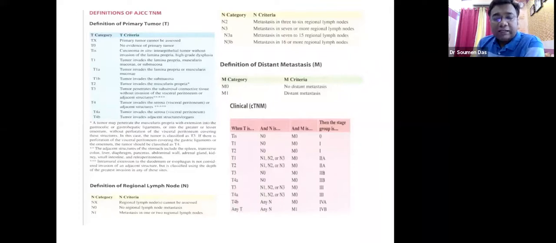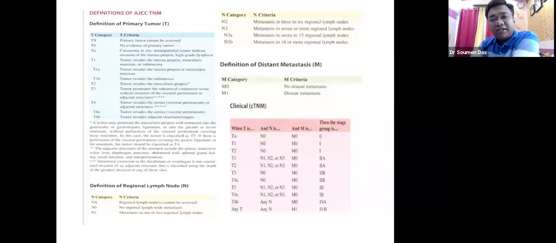So why is this nodal status important? That means your minimum lymph node harvest in a gastrectomy specimen should be how much? 15 to 16. Because the N3B is more than 16 nodes, so in your specimen there should be at least 16 nodes. Okay, so that is one point.